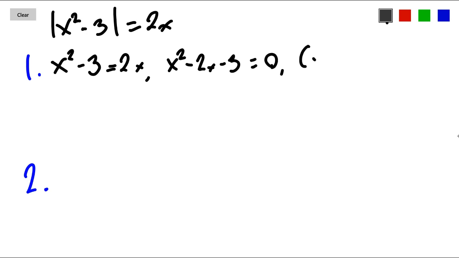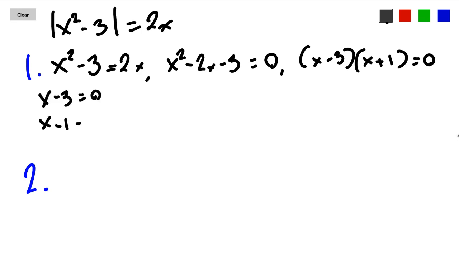So this one factors into x minus 3 times x plus 1. And then you set each of the factors equal to 0. So if x minus 3 is equal to 0, or x plus 1 is equal to 0, I have x is equal to 3, x is equal to negative 1. But we're not done yet. I still have to check both of these answers to see if I get a true statement.